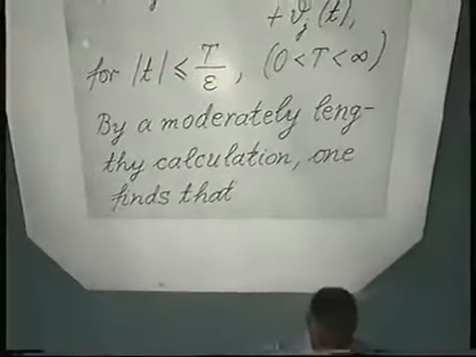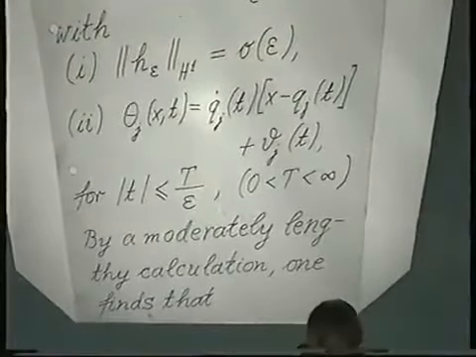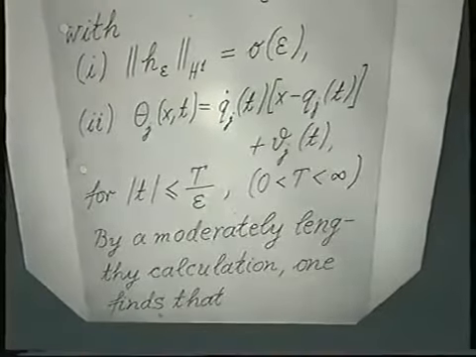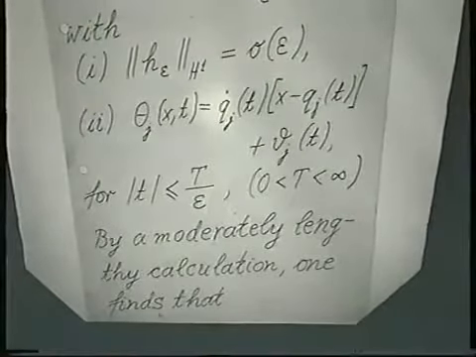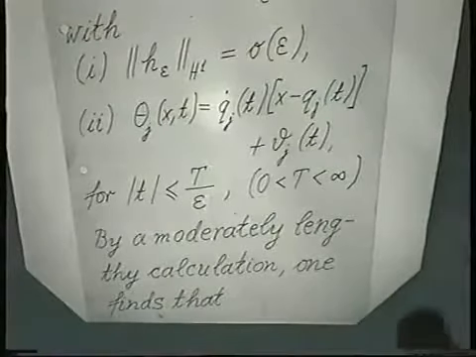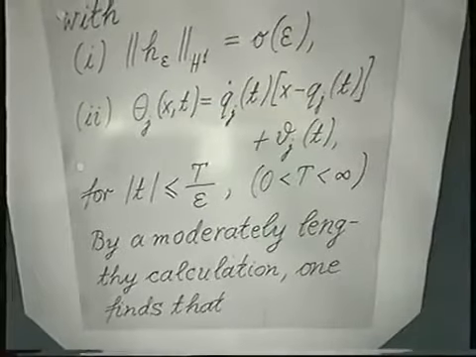Now, by a moderately lengthy calculation, you can verify the following thing. If you plug this ansatz psi epsilon into the action functional that we just saw. Maybe I can show it once more if I find it. It's disappeared. Here is the action functional. I now plug my ansatz into this action functional and compute. What do I find? Well, here is what I find.